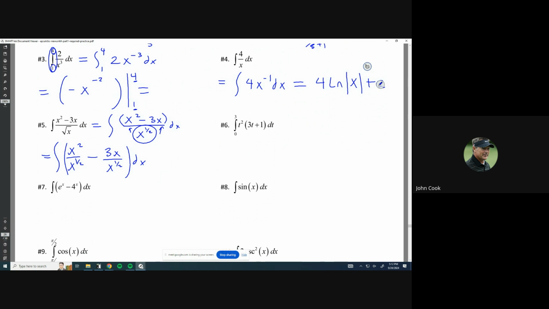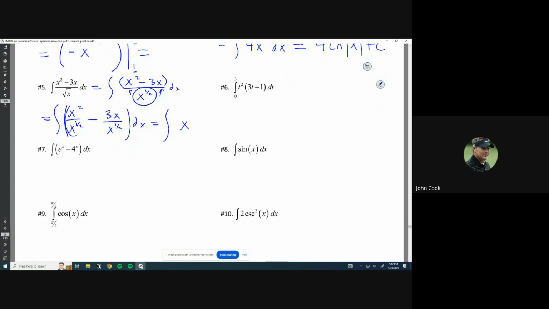So this becomes, let me rewrite this one more time. This part becomes x to the power of 2 minus 1/2, minus 3 times x to the 1st, which is x to the power of 1 minus 1/2. And you can simplify that a little bit further. 2 minus 1/2 is 3/2.